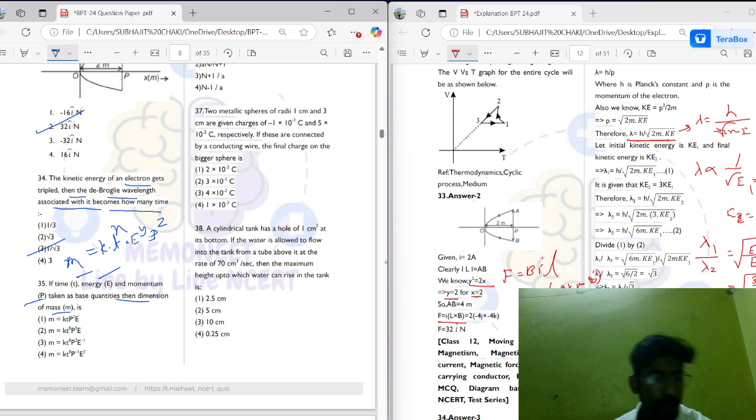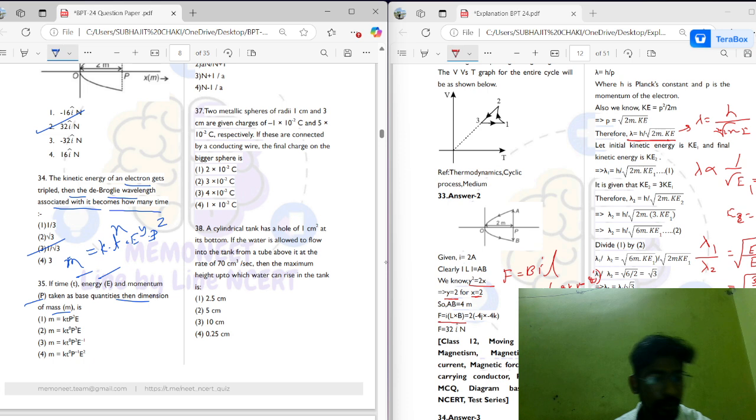Option 2. A cylindrical tank has a hole of 1 centimeter square at its bottom. If water is allowed to flow into the tank through a tube above it at a rate of 70 cubic centimeters per second, this is the discharge Q. Then find the maximum height up to which the water can rise in the tank. So there is a formula to calculate Q.